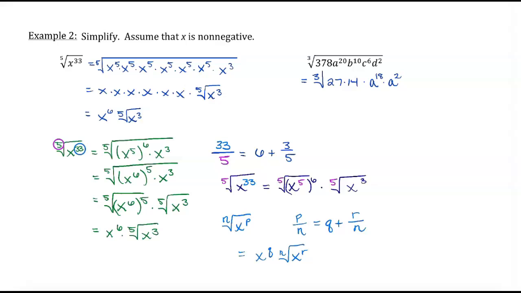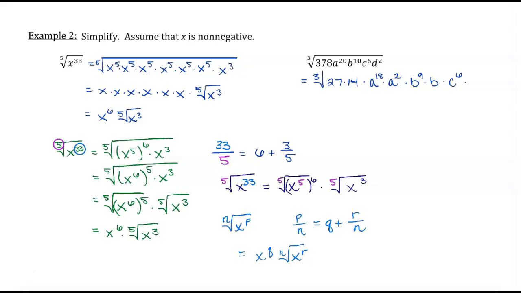A to the 18th is a perfect cube. Now let's look at b to the 10th. The largest multiple of 3 that's less than or equal to 10 is 9. So I'll write this as b to the 9th times b to the 1st. C to the 6th is already a perfect cube because 6 is a multiple of 3.